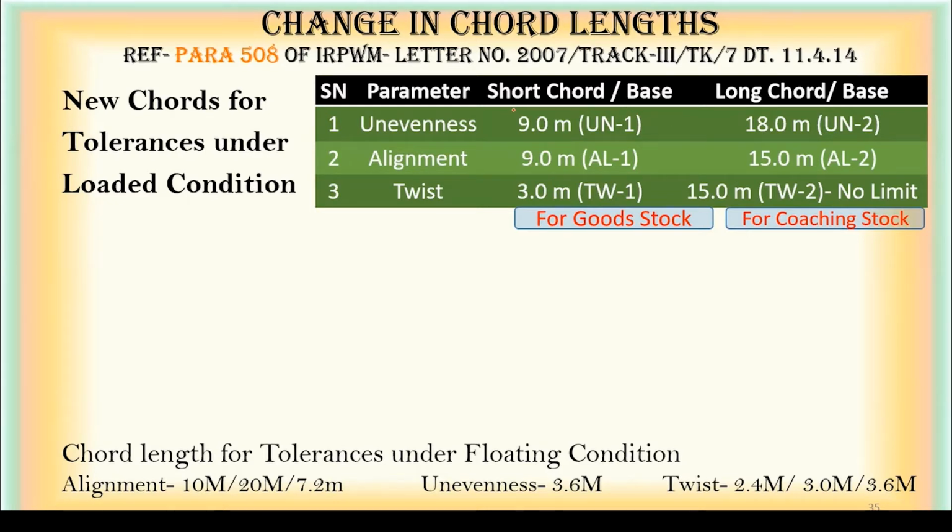Okay, so these 3 chord lengths are useful. In case of short chord, 3 means 2: one for alignment and unevenness both, and 1 for twist. And here also 2: 1 for unevenness, and 1 for alignment and twist both. So 9 meter, 9 meter, 3 meter, and then 18 meter, 15 meter, and 15 meter. This short chord is useful or relevant for goods stock, and long chord is useful for coaching stock. It is dependent upon the wavelength of those coaching stocks. तो coaching stocks का wavelength ज़्यादा होता है.